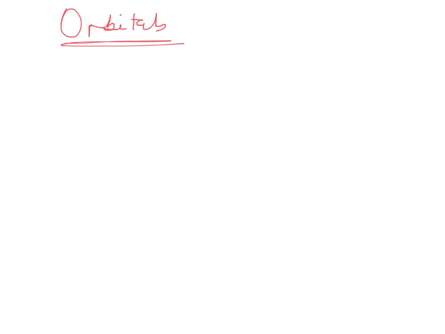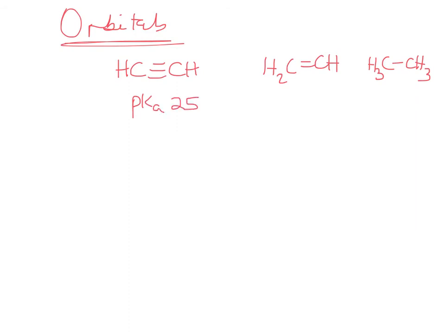This is the last of all, last but not the least, and this has got to do with essentially what happens when you actually lose that proton and you do get a negative charge. Where is that negative charge held? So for example, if you compare an alkyne to an alkene, we say that the pKa of an alkyne is 25, the pKa of an alkene is like 40, and the pKa of an alkane is like 55. That means alkyne is most acidic and alkane is least acidic. And the question is, why is that?